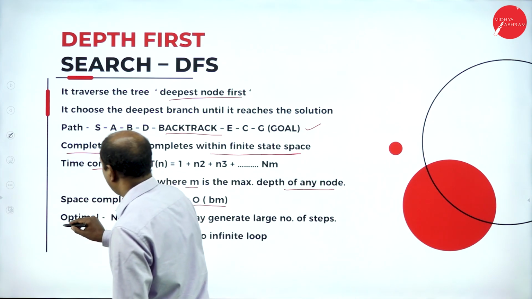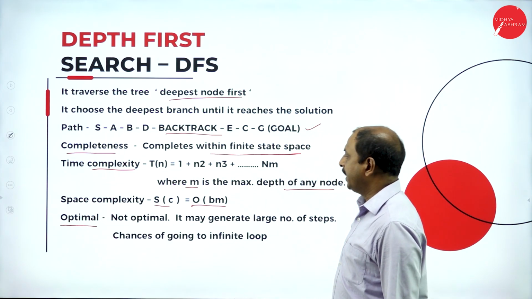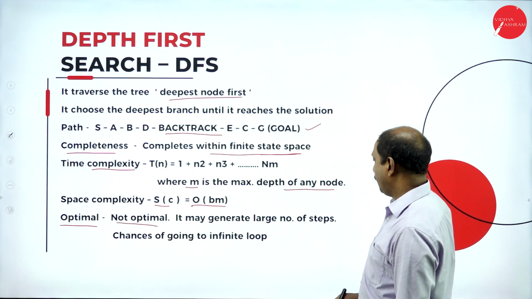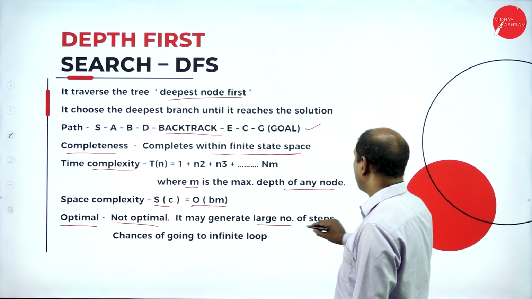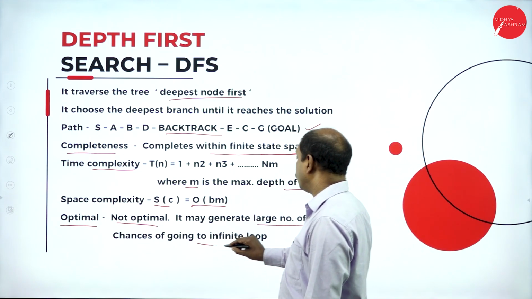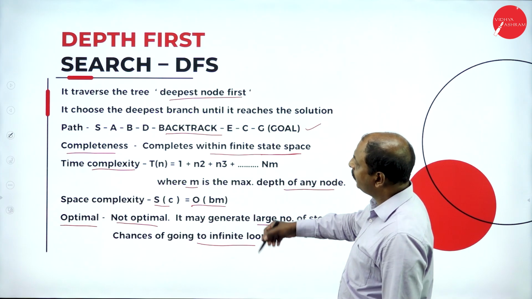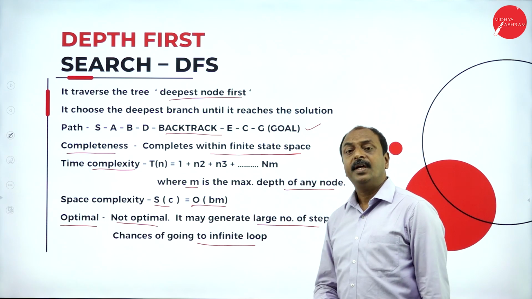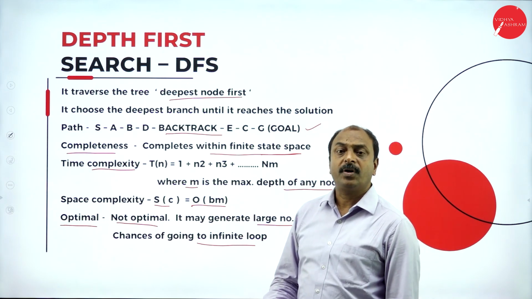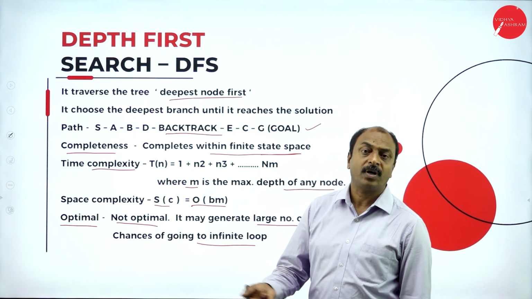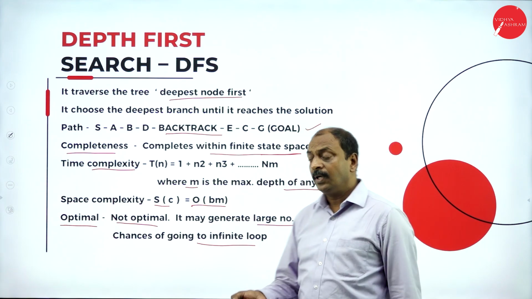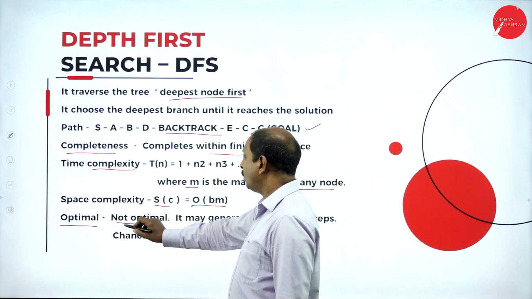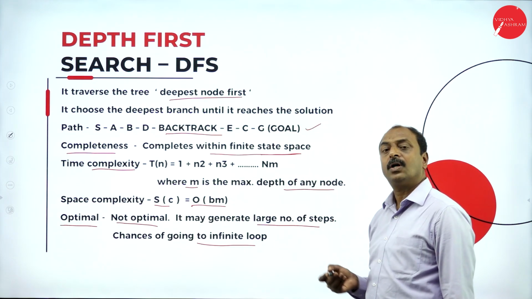Next point is optimal. It is not optimal. This algorithm is not optimal because it may generate a large number of steps and has a chance of going into an infinite loop. It may go for an infinite loop, where there is no end. It keeps on searching for a goal node, but it may succeed or it may not succeed. That is why this algorithm is not optimal.